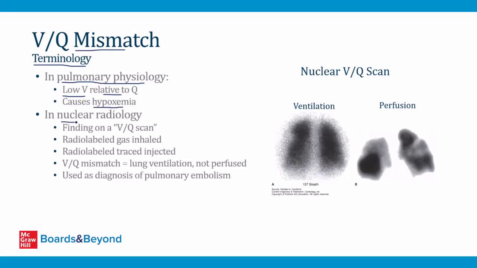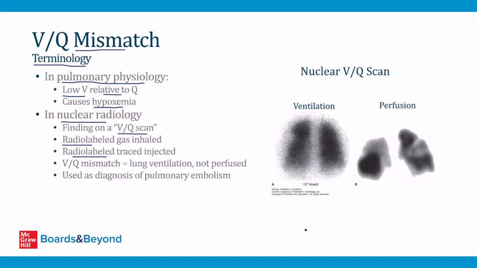In nuclear radiology, however, a VQ mismatch is a positive finding on a VQ scan. A VQ scan is a test used to diagnose pulmonary embolism. The patient inhales a radiolabeled gas and a radiolabeled tracer is injected into the veins, and you look at the ventilation and perfusion and compare them to one another to make sure they're equal.